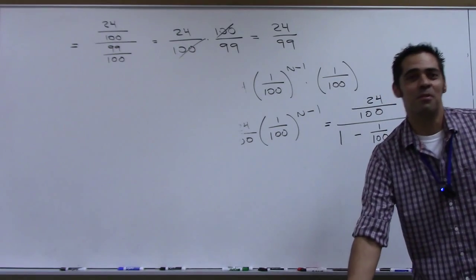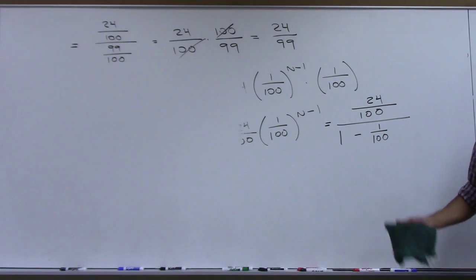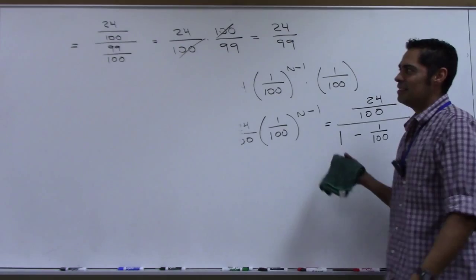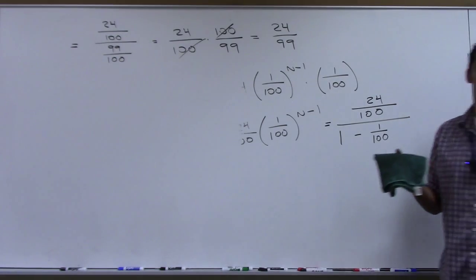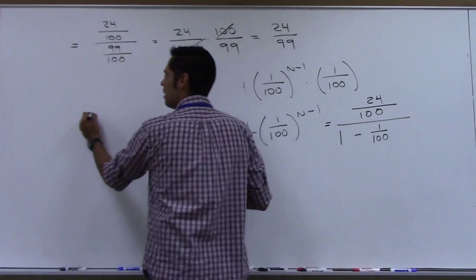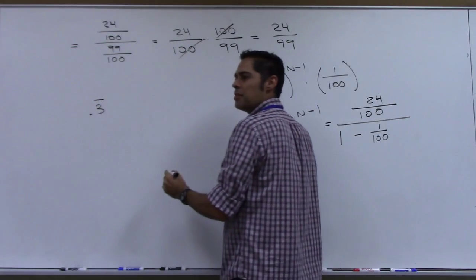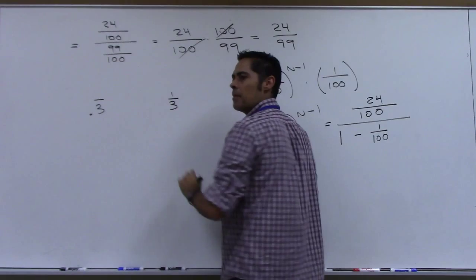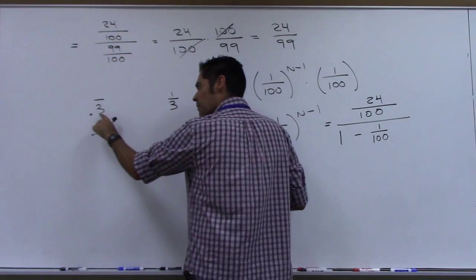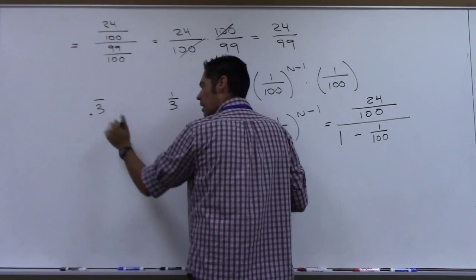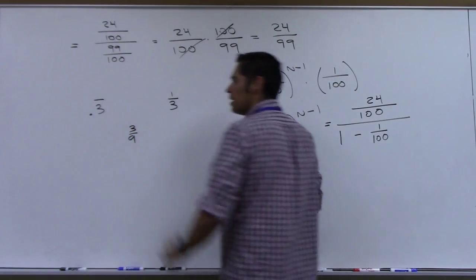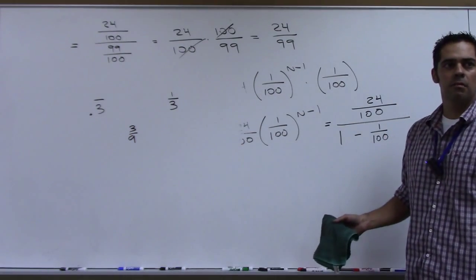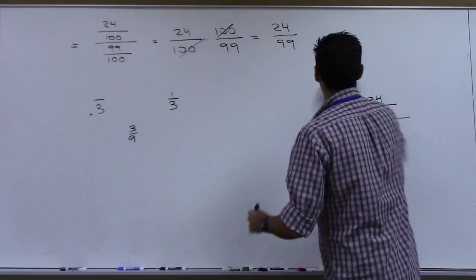Don't you get 0.24242424? And so something actually pretty ridiculous is happening. Notice that when we had 0.3 repeated, what was our answer? Our answer was 1/3. But watch, if I take 3 and divide it by 9, don't I get the same thing? 1/3?